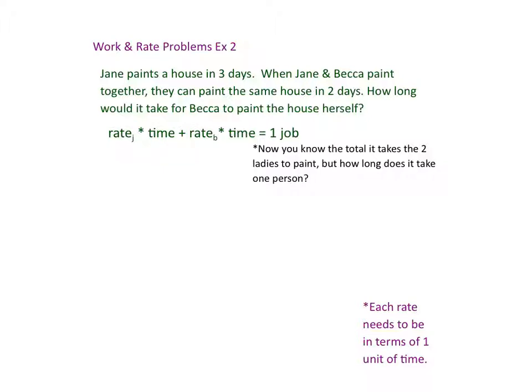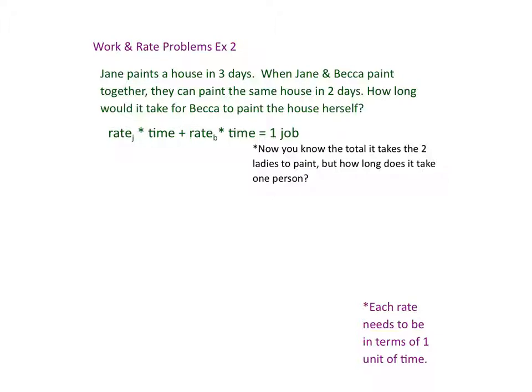Now, you know the total it takes the 2 ladies to paint, but how long does it take 1 person? So this is a little bit different setup, but we're still going to look at the rate of Jane times the time it takes them to work together, plus the rate of Becca times the time it takes them to paint together, equaling 1 job.